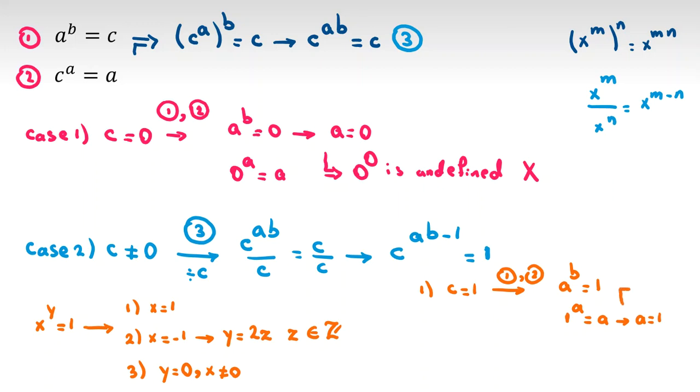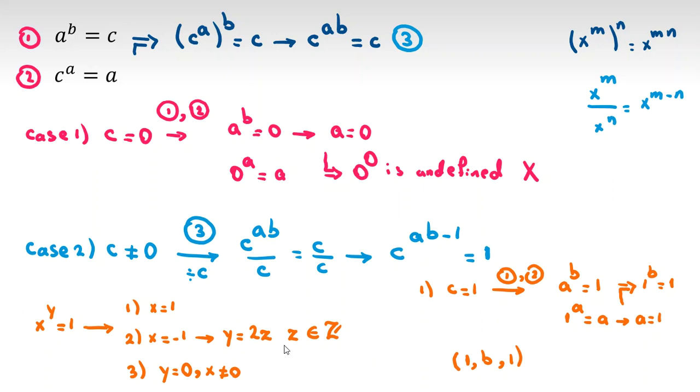And here, we can conclude 1 to the power of b should be 1, so b can be any number. So in this case, c is 1, a is 1, b can be any number: 1, b, 1. Okay, we've considered case 1 and we've reached 1, b, 1.